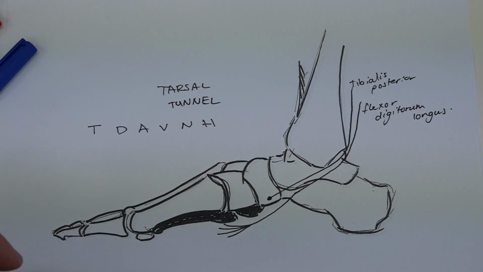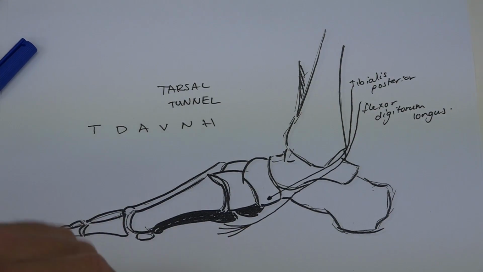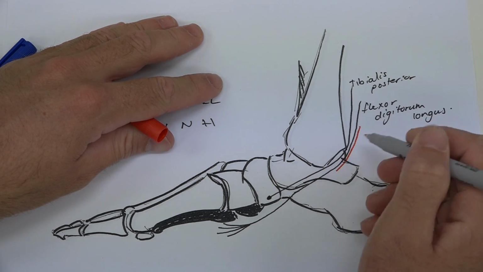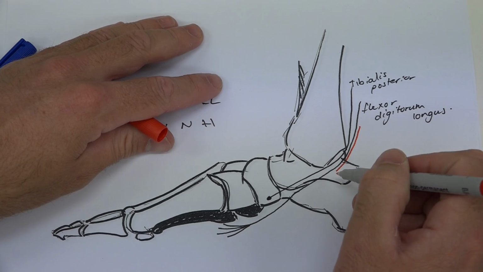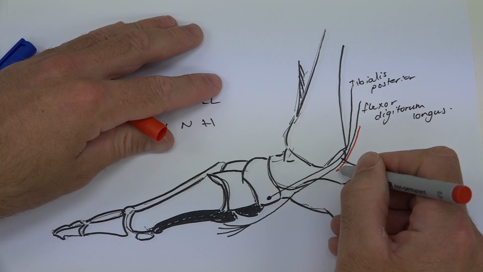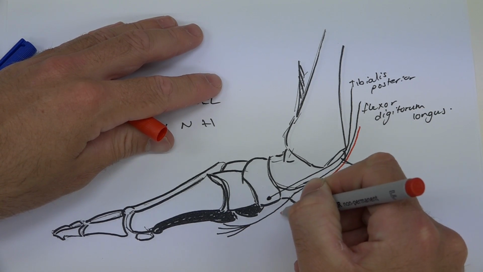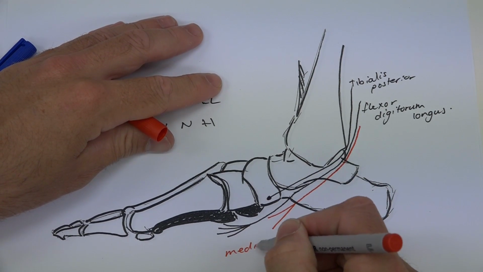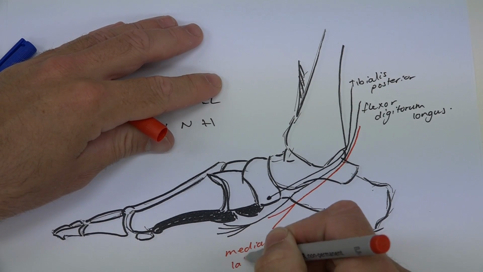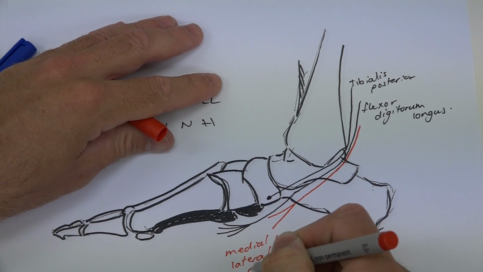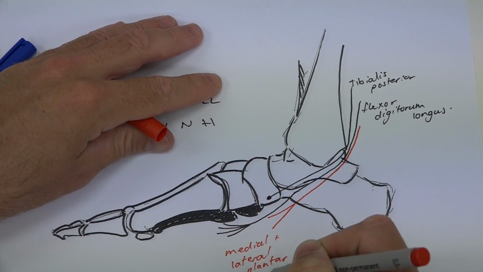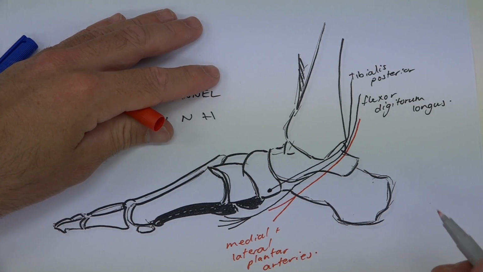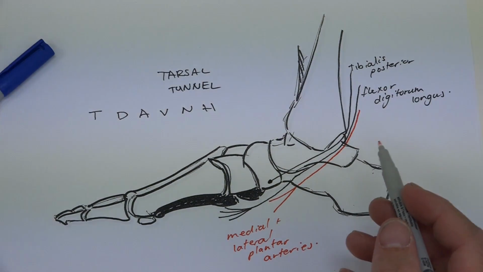Then we need our neurovascular structures, so the posterior tibial artery. Now as it comes down here, you can see that it's running behind the tibia, so therefore posterior tibial artery. Once it gets down into the foot, it actually divides and it changes into the medial and lateral plantar arteries. And this will be the same as the nerve and the vein to come.